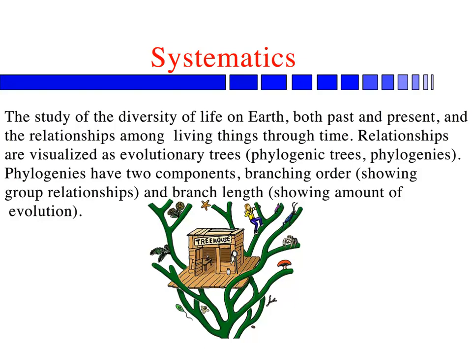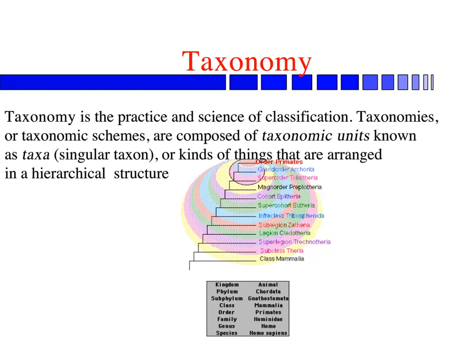They have two components. They show the branching order, which kind of shows who's closest related to who, and then they show branch length, which shows the amount of time or the amount of evolution that's actually gone by. So within systematics, there's a whole bunch of different branches or subsets, okay? And so taxonomy is one of them.